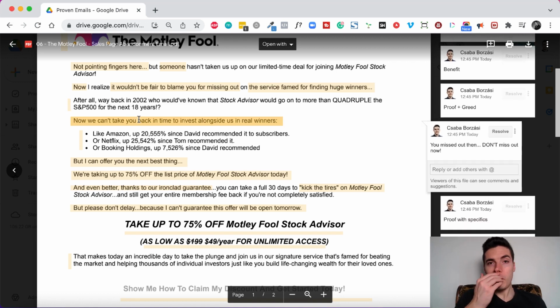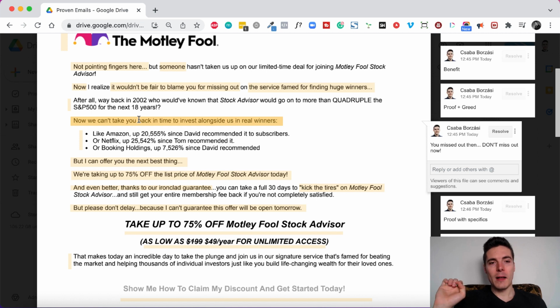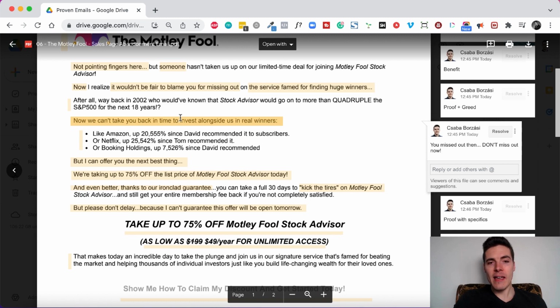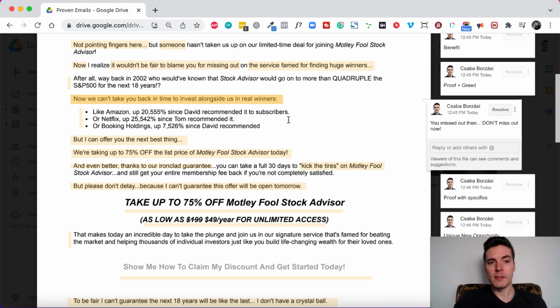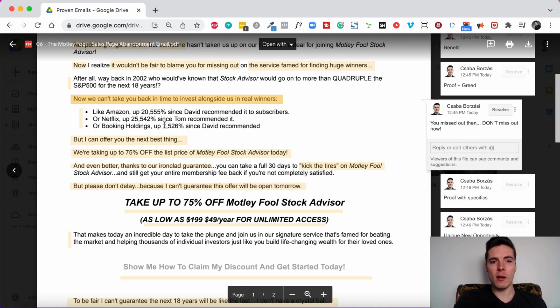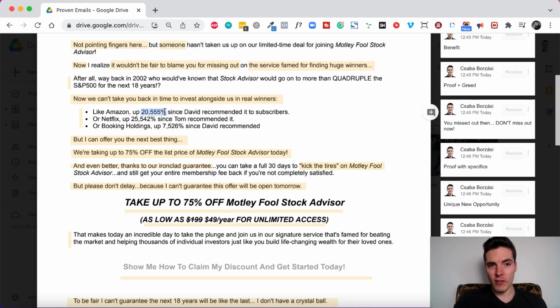And obviously, this is a big objection. So that's why there are some objection handling elements in this email that relate to this. But the next thing to follow up on the greed part is, okay, this is cool and all, but remember the time when you missed out before, all those times? And that's what the email says. Now, we can take you back in time to invest alongside us in real winners like Amazon or Netflix or Booking Holdings. And then you have very specific percentage numbers of all the gains.